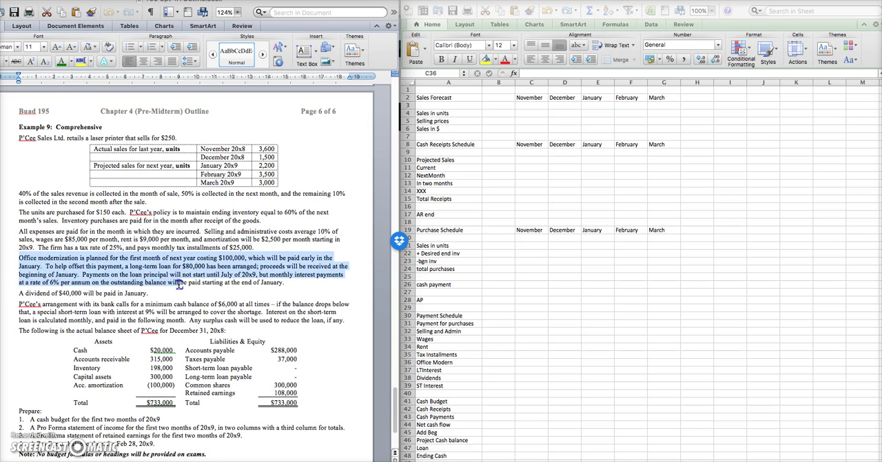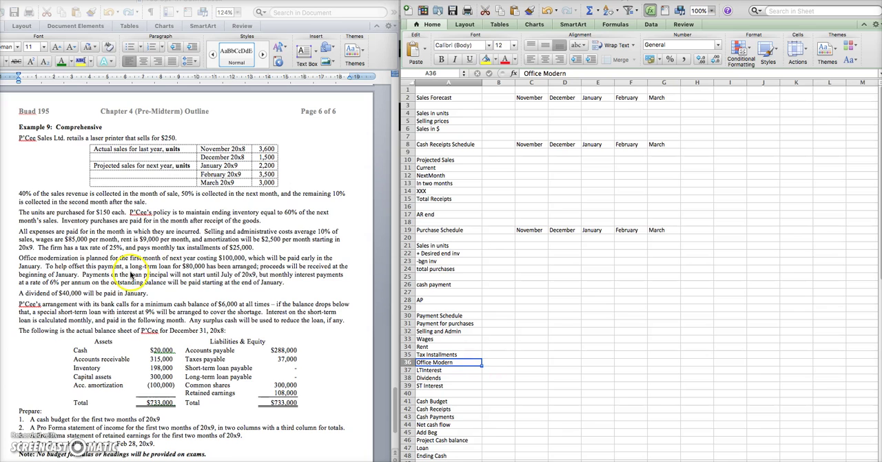Office modernization is planned for the first month of the next year, costing $100,000, which will be paid in early January, which I've sort of captured right in here. To help offset this payment, a long-term loan of $80,000 has been arranged. Proceeds will be received at the beginning of January. Payment on the loan principal will not start until July of 2009, but monthly interest payments at a rate of 6% per annum on the outstanding balance will be paid starting at the end of January.